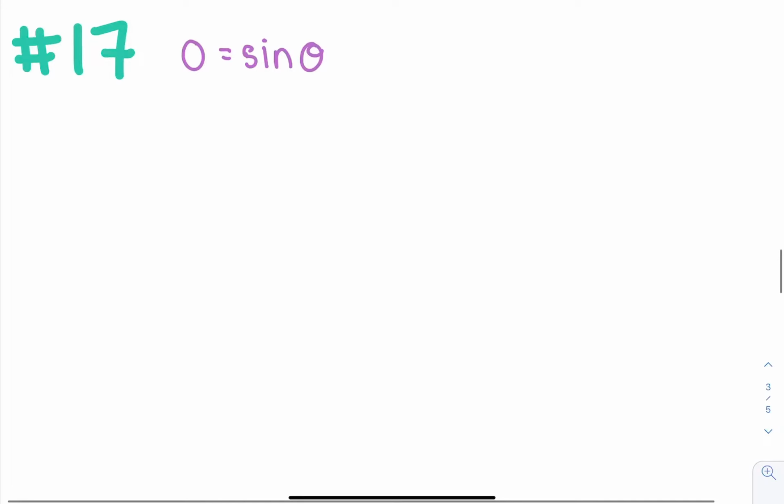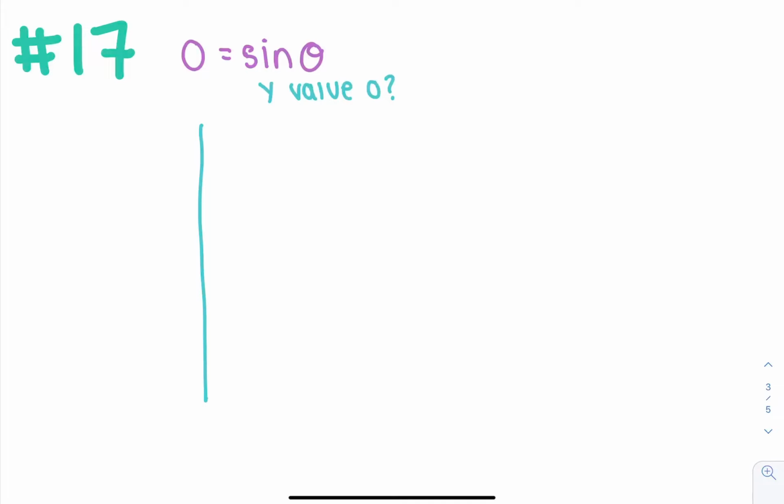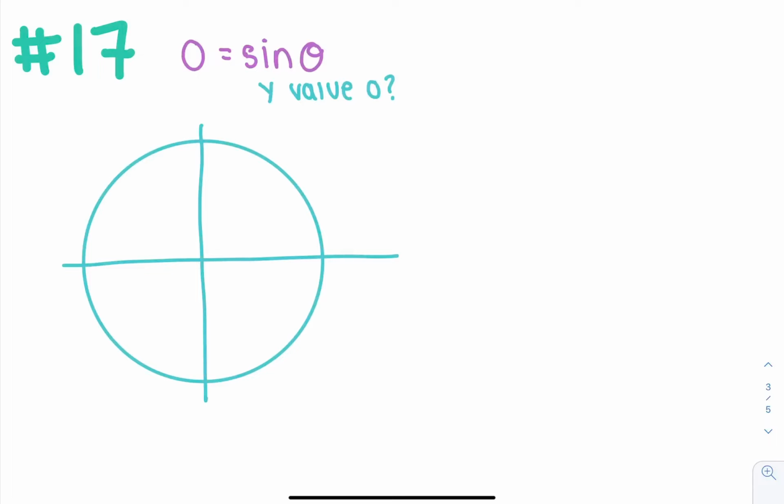In this next problem, 17, we want to know when sine is 0. So we want to know when the y value is 0. If we look at our unit circle again, we know here's the point (1, 0), and here's the point (-1, 0). So look, our y value is 0 at these 2 points. Those 2 points are 0 degrees or 180 degrees.